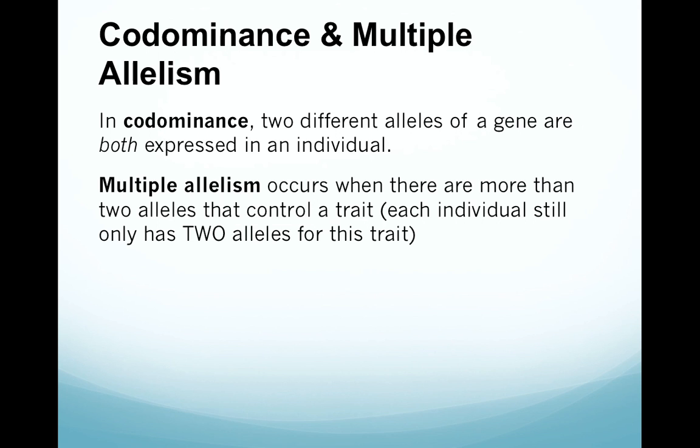In multiple allelism, more than two alleles control a trait. However, even in multiple allelism, each individual still only has two alleles for that trait. The human ABO blood types are an example of both codominance and multiple allelism.